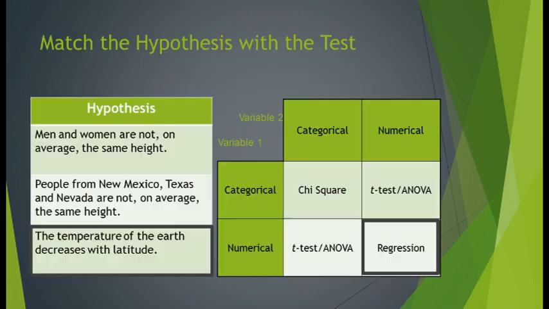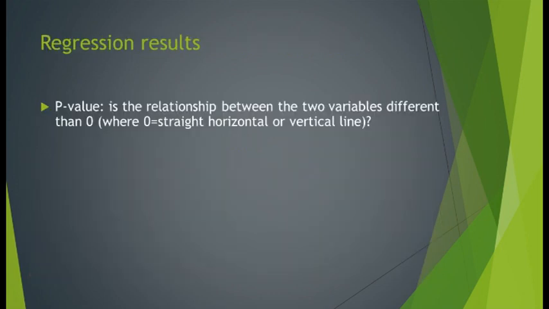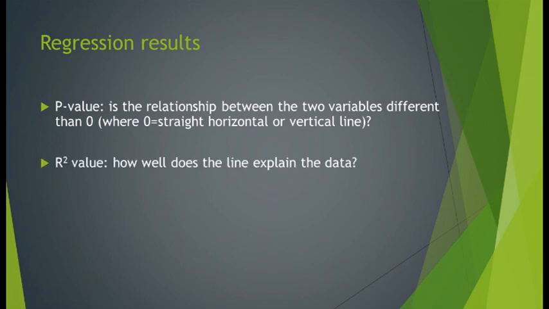For the final hypothesis, since both temperature and latitude are numerical, a regression is the best type of analysis. As with other tests, you will get a p-value, which indicates if the relationship of the 2 variables is different than 0, different than a straight vertical or horizontal line. But there are other things to look at as well. The R-square value indicates how well the line explains the data. A 0 indicates a poor explanation, and a 1 is a perfect explanation.